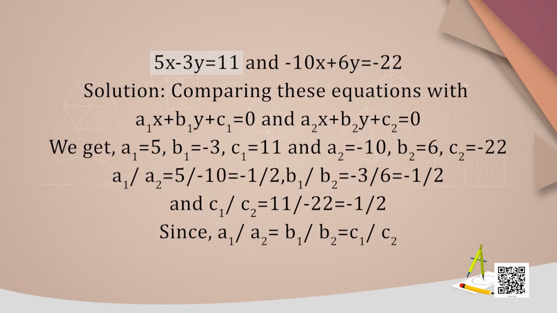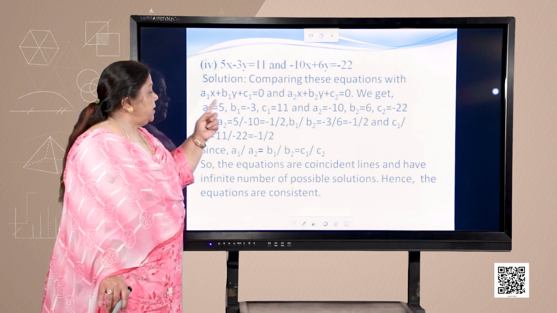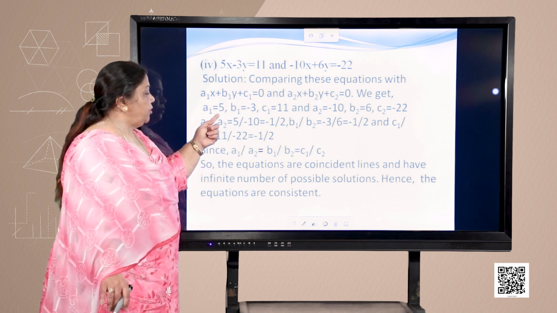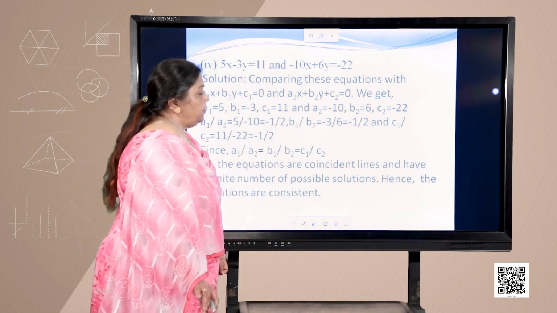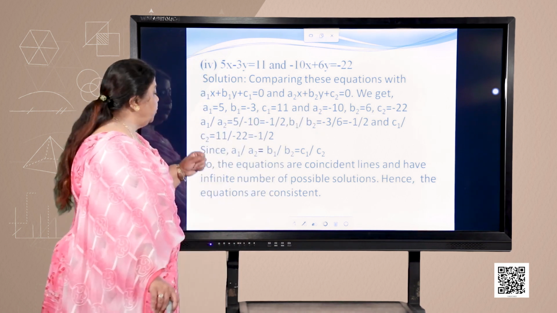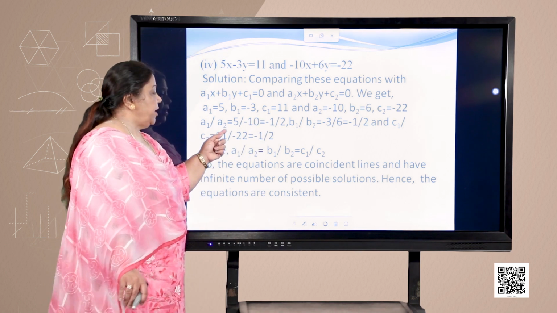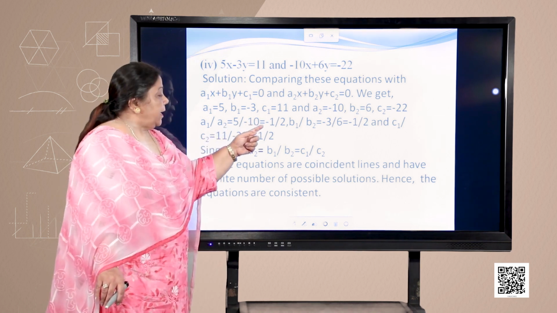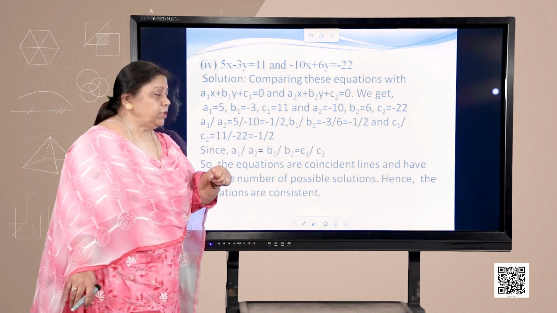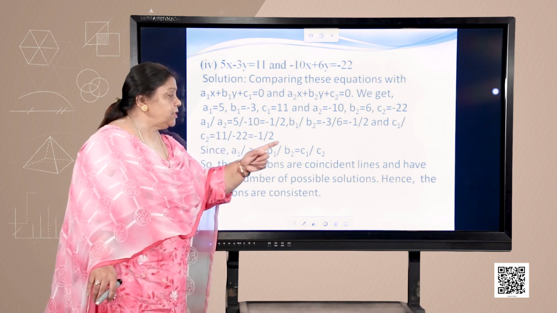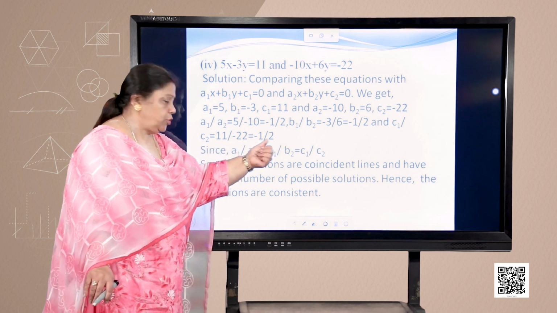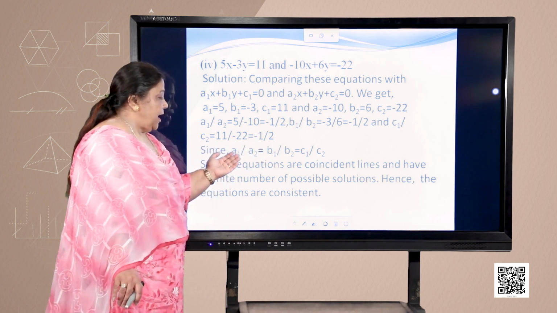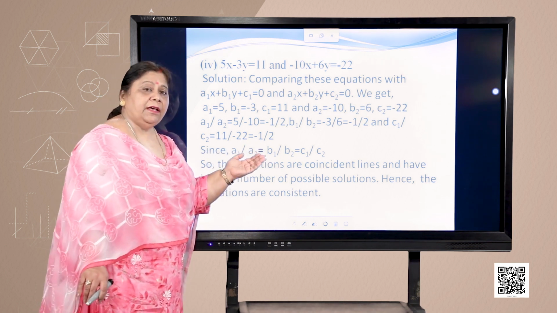5x minus 3y is equal to 11, minus 10x plus 6y is equal to minus 22. On comparing these equations with the general equations, we get a1 is equal to 5, b1 is equal to minus 3, c1 is equal to 11, a2 is equal to minus 10, b2 is equal to 6 and c2 is equal to minus 22. So, when we take the ratios a1 upon a2, we get 5 upon minus 10, that is equal to minus 1 upon 2, b1 upon b2 is equal to minus 3 upon 6, that is equal to minus 1 upon 2 and c1 upon c2 is again 11 upon minus 22, that is equal to minus 1 upon 2. Can you see here that we have minus 1 upon 2 in all the three ratios?